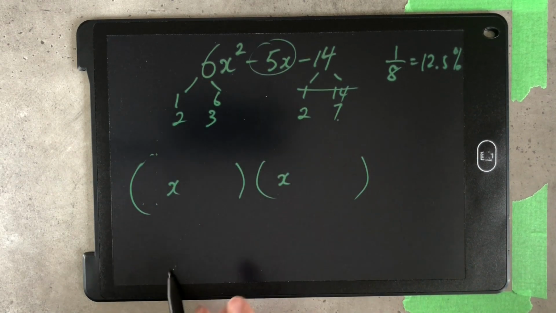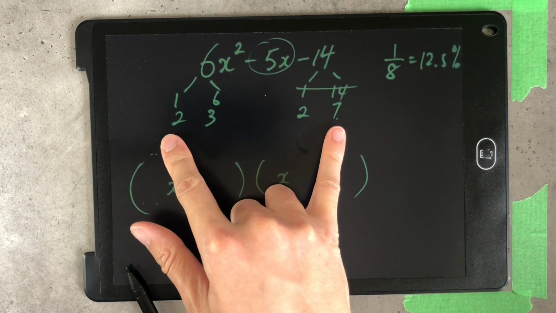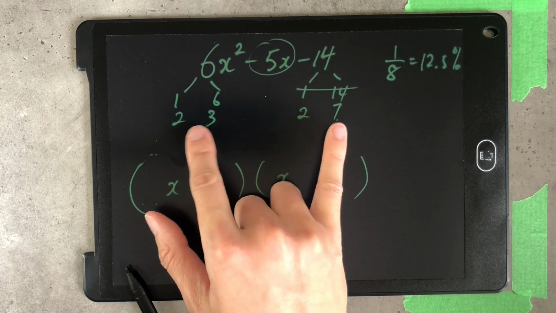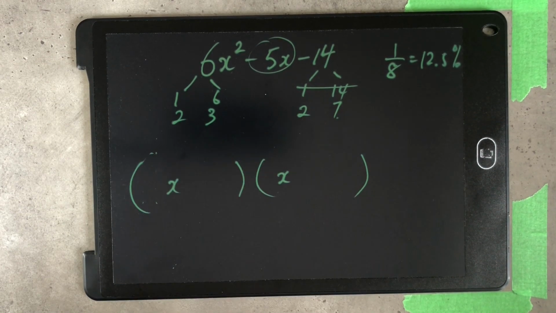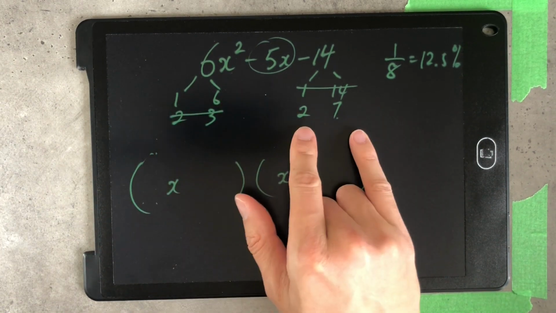Well, 3 and 2 will give us 6. 2 and 7 will give us 14. 14 and 6, the difference is 8. That doesn't work. What about this, the other way? 21 and 4, that means this is no good. So we have 1 and 6 and 2 and 7.